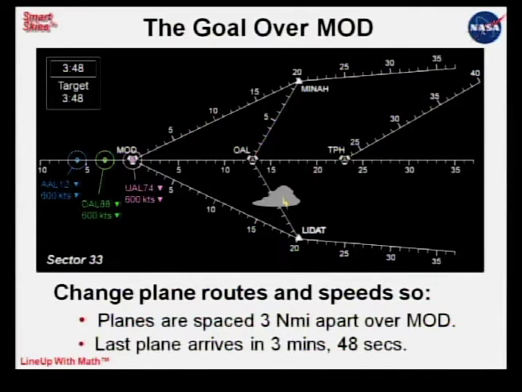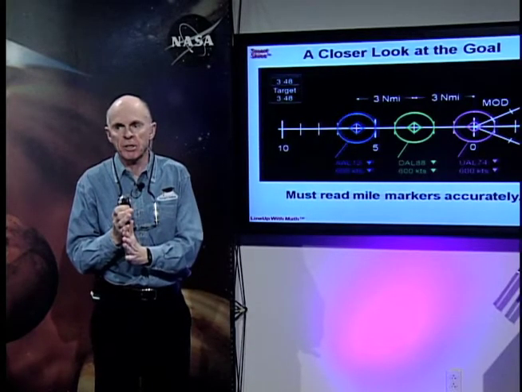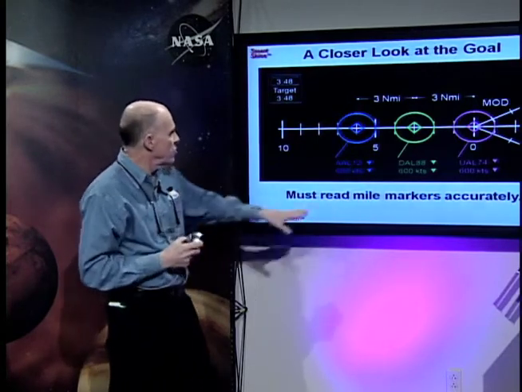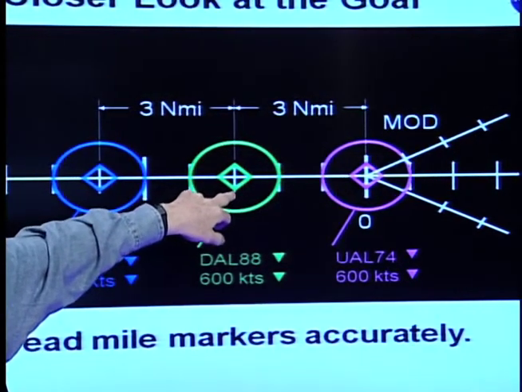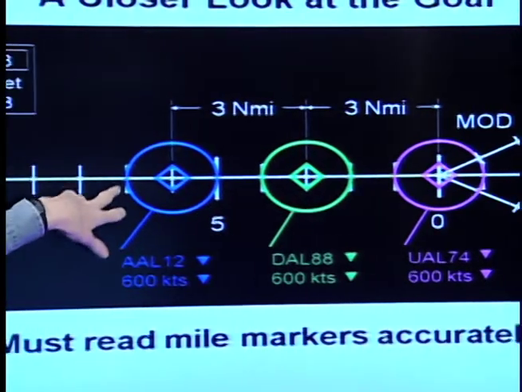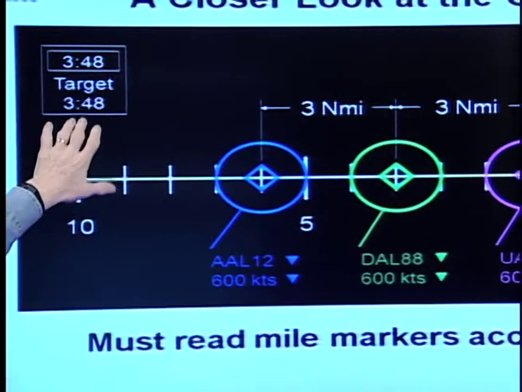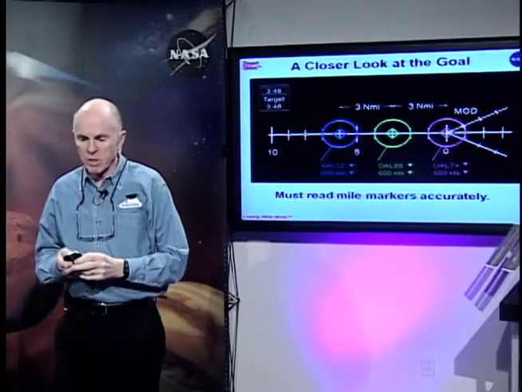Okay? Now let's take a closer look at the goal, because this is very important. You must read the mile markers accurately. 3 miles is what we want for spacing. If you get 2, that can be a spacing violation. So you can't read off by one. You cannot read off by 1 mile. Okay? So here's this one exactly on 3. Delta 88's 3 miles past it from Modesto. American 12 is 3 miles from that airplane. Perfect spacing. Target time 3:48. Clock on 3:48. Perfect. That's exactly what we want.